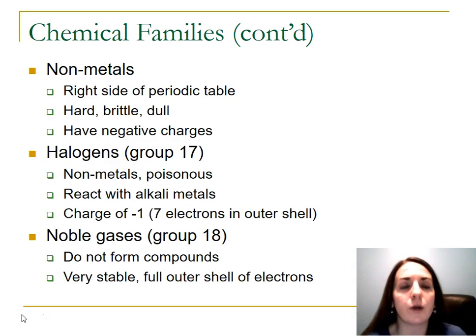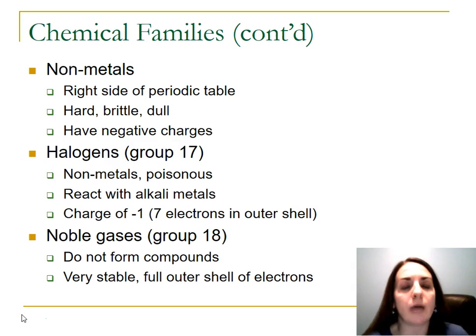The halogens are a group of nonmetals, so group 17. These are very highly reactive nonmetals, and they tend to be quite poisonous in their atomic state. And they will also like to accept an electron, so they usually have a charge of -1. And that's because as a neutral atom, they have 7 electrons in their outer shell, and so they like to just take one more to fill that up.